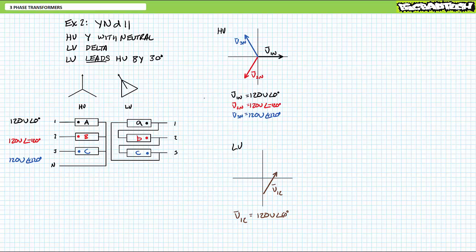Given we're using a transformer with a 1-to-1 turns ratio, line-to-line voltage from 1 to 2 is the inverse of b, or 120 volts at an angle of 60 degrees. Line-to-line voltage from 2 to 3 is the inverse of c, or 120 volts at an angle of negative 60 degrees. And line-to-line voltage from 3 back to 1 is the inverse of a, or 120 volts at an angle of positive or negative 180.